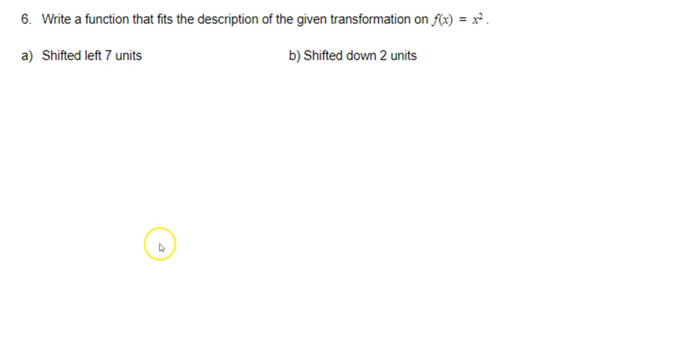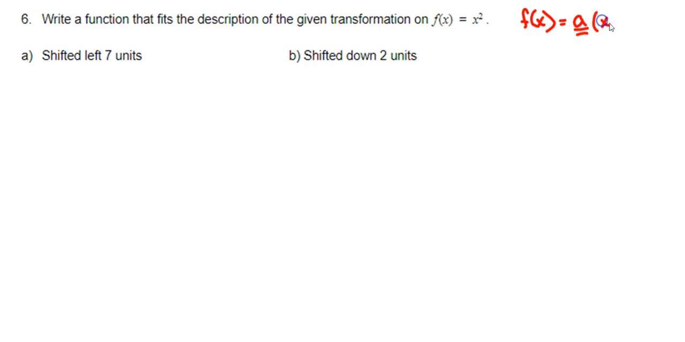Alright, we want to write a function that fits the description of the given transformation. So if we're looking at these quadratic functions, the general form of these quadratic functions is this. We have f of x, and the three things that we looked at yesterday that we can change: we have a number in front here that can change the shape of it.